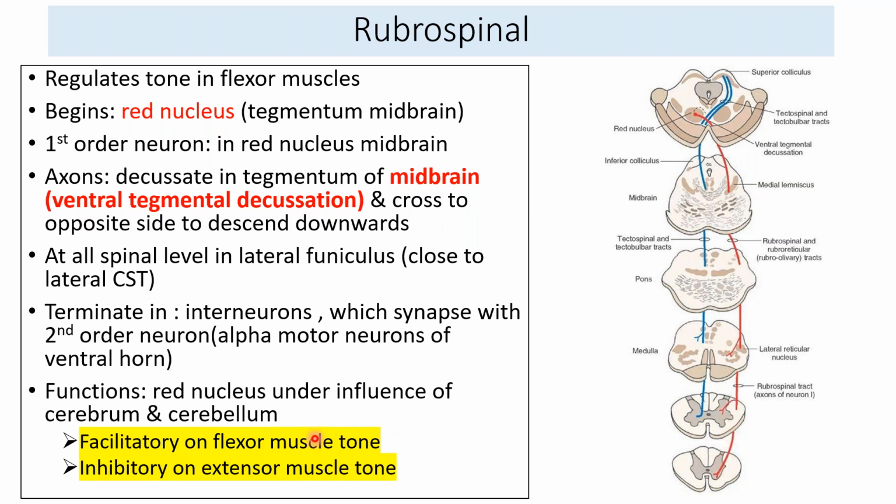And what are these for? These are facilitatory for the flexor muscle tone, so they will be facilitating the motor neurons for the flexor muscles. They will be inhibiting the motor neurons for the extensor muscles. So this is the role of rubrospinal tract.